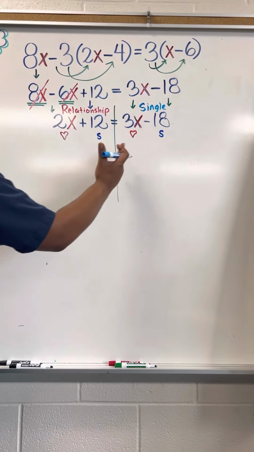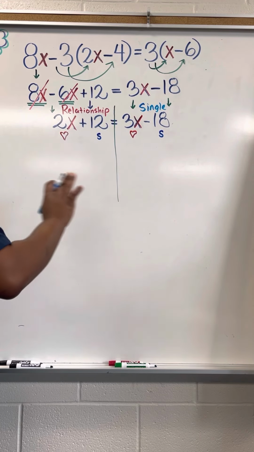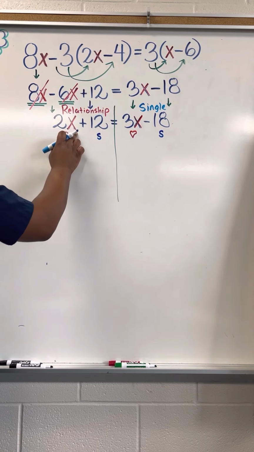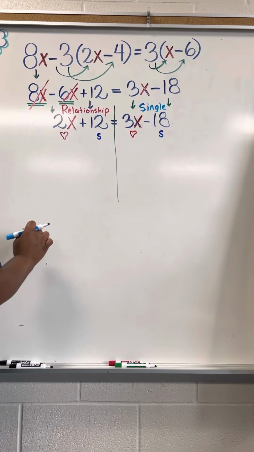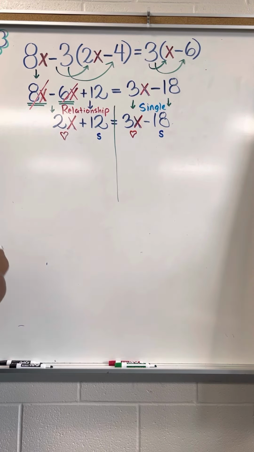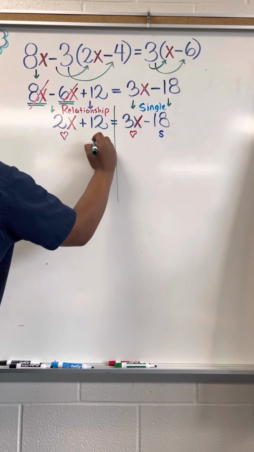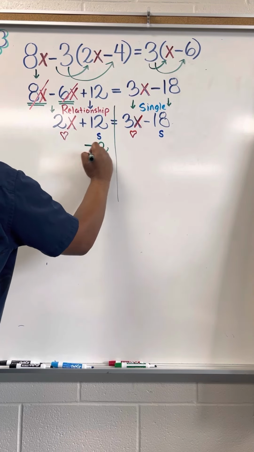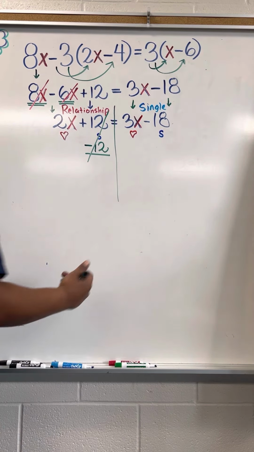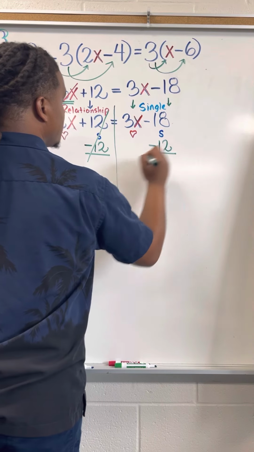Meaning that all terms that are in a relationship, we're gonna move them to their appropriate side, and all terms that are single, we're gonna move them to the single side, okay? So 2 times x is in a relationship, it's on its correct side, but 12 is single. It needs to move to the single side, right? So the opposite or the inverse of plus 12 is minus 12. So I'm going to subtract 12 on both sides from a like term, okay? So I'm going to subtract 12 from negative 18, okay?